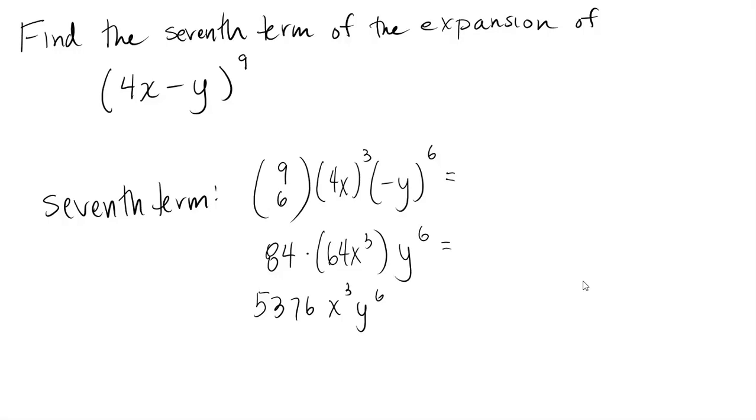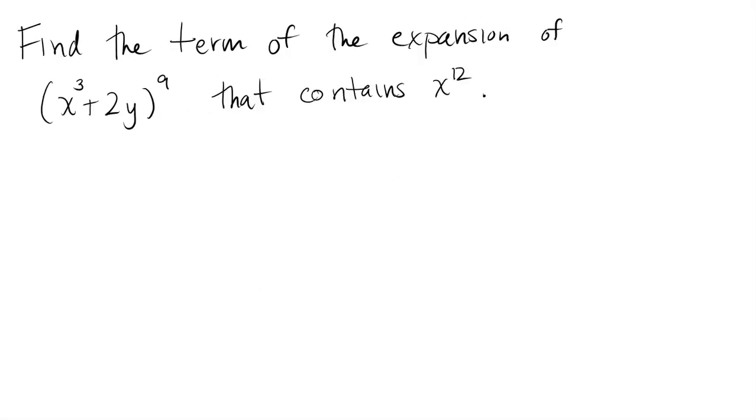Let's try a slightly different type of problem that uses the same kind of logic. Let's find the term of the expansion of x cubed plus 2y to the 9th that contains x to the 12th. So we want to find the term that when we simplify it will have an x to the 12th in it. So how are we going to do this?